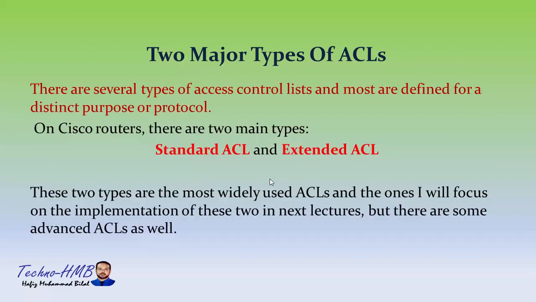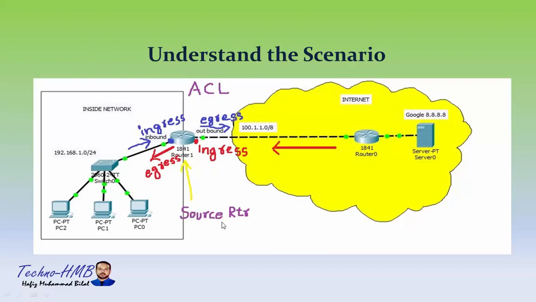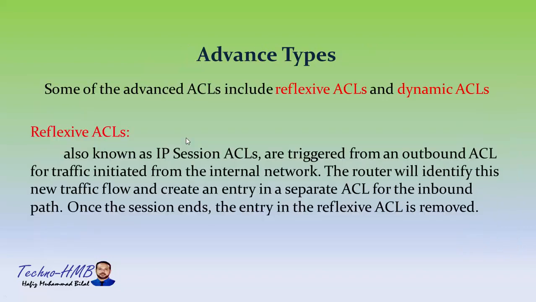In the previous diagram, if I say this is the source router, so source, and if applied near the destination, this will be the place. If we apply near the source, this will be the place. There are some advanced types as well. Some of the advanced ACLs include reflexive ACLs and dynamic ACLs.